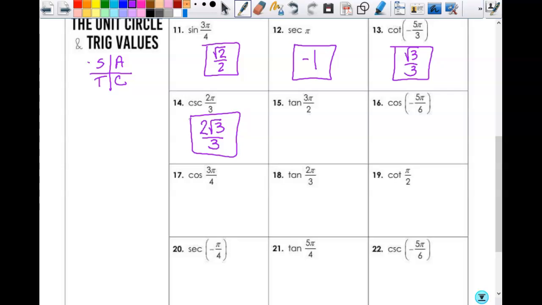Tangent of 3 pi halves. Undefined. All right. Cosine of negative 5 pi 6. So negative 5 pi 6, we're in which quadrant? Third. Okay. So we're in the third quadrant, and is cosine positive or negative in the third? Negative. So I'm going to put my negative sign so I don't forget. And then the cosine of pi 6 is square root of 3 over 2.